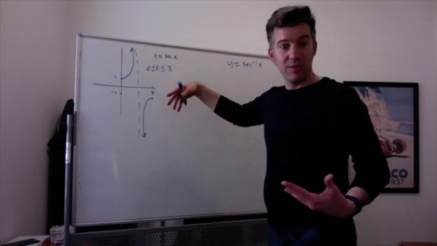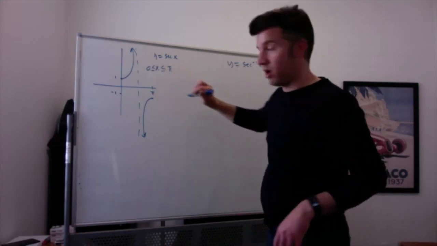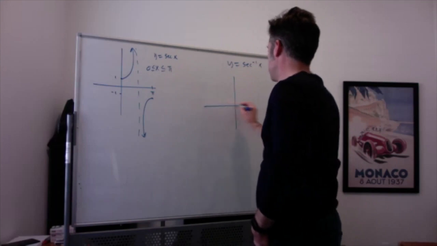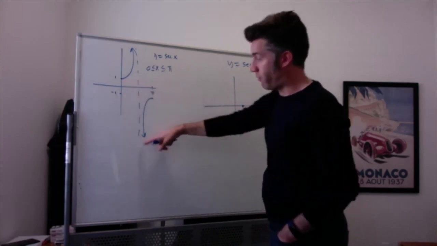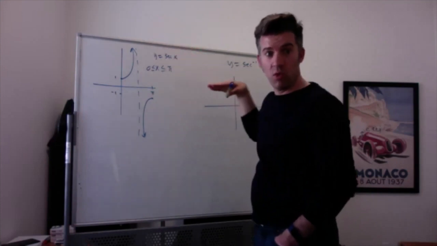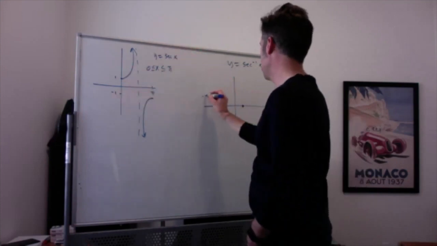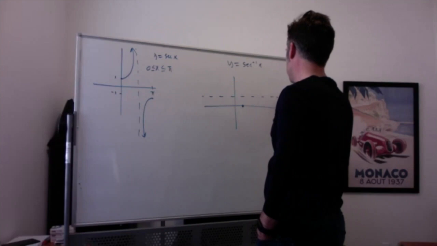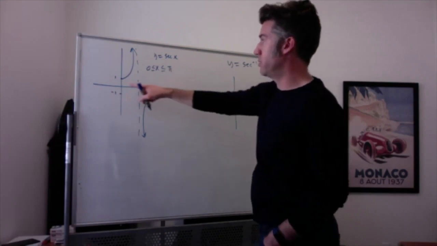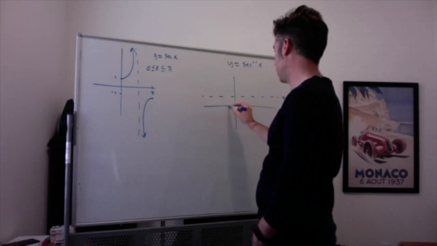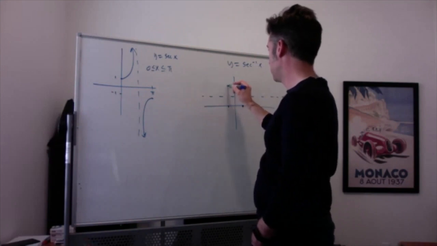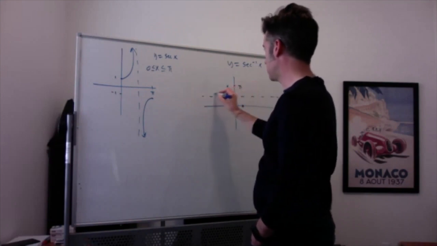well, when you invert things, you just interchange x and y. So 0, 1 becomes the point 1, 0. The vertical asymptote pi over 2 becomes the horizontal asymptote pi over 2. And the point pi, negative 1 becomes the point negative 1, pi. And it looks like this.